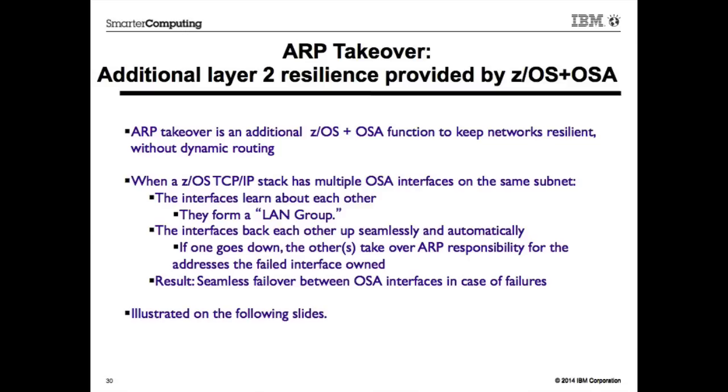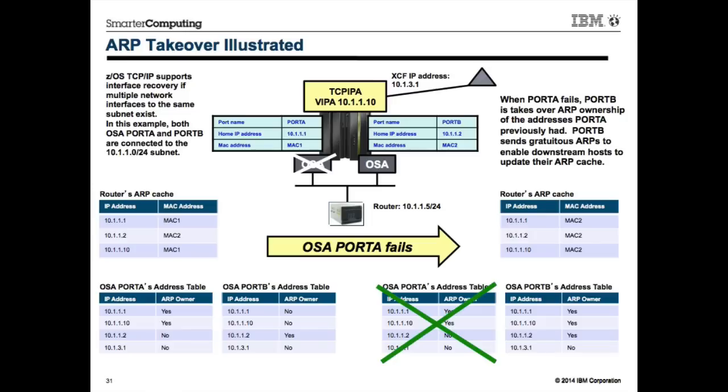That might be a little bit complex for words, so in slide 31 we've illustrated it. In slide 31 we have a single host. It's the same as before. We have a VIPA that's in the same subnet as the OSAs. We have port A and port B. Port A is 10.1.1.1. Port B is 10.1.1.2.